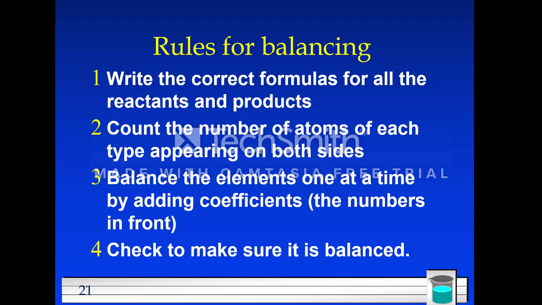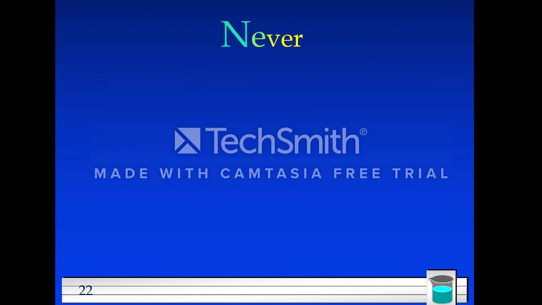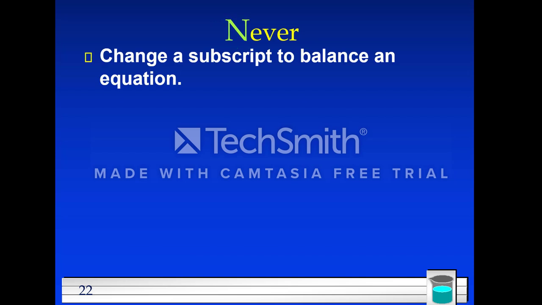And here are things that are the wrong thing to do, because they would make your life easier if they worked, but they don't. Okay? Never, never, never change a subscript to balance an equation. Subscript. Sub, below, script, written: little numbers on the bottom.